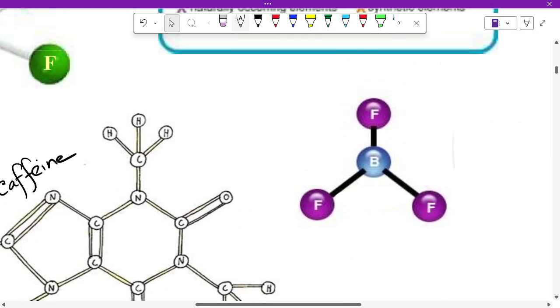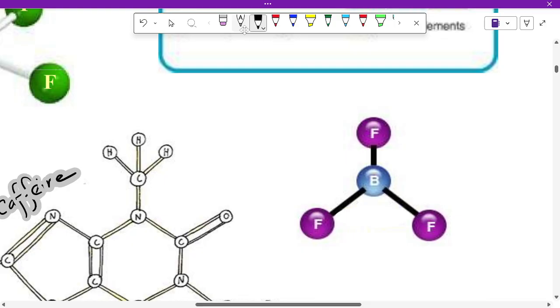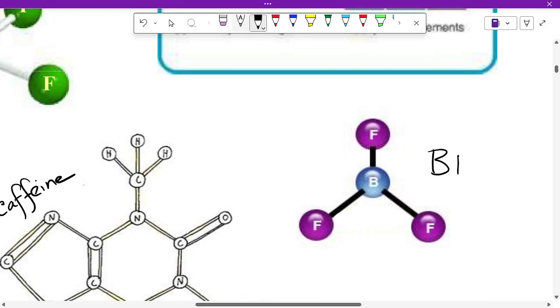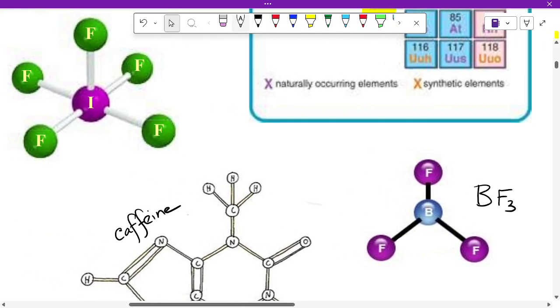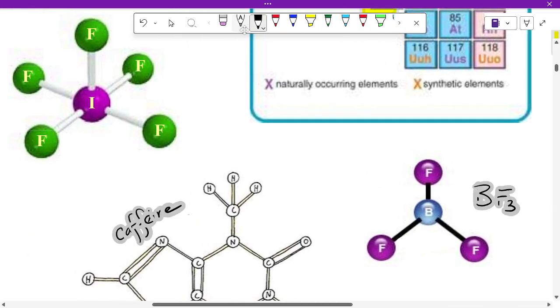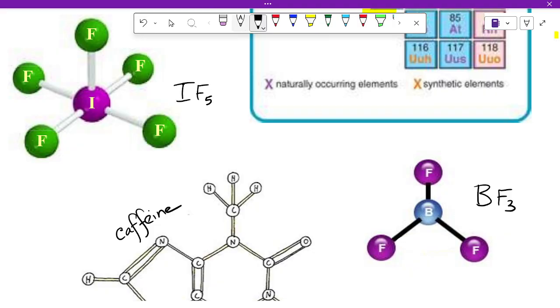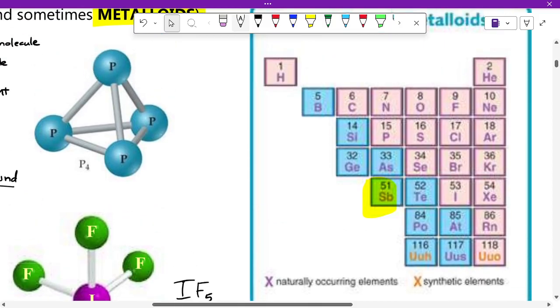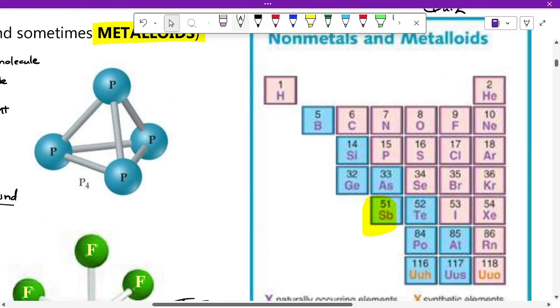We've got this one here, BF3. That's a case where we have a metalloid. The boron is a metalloid. We have IF5. Do you see how the singleton goes kind of in the middle usually, and it is usually the one at the front? And then we have, ooh, isn't this one fun? It's like a little pyramid almost, P4.